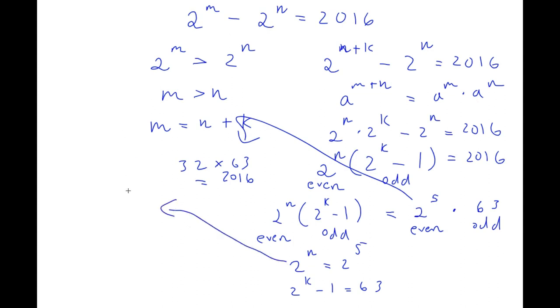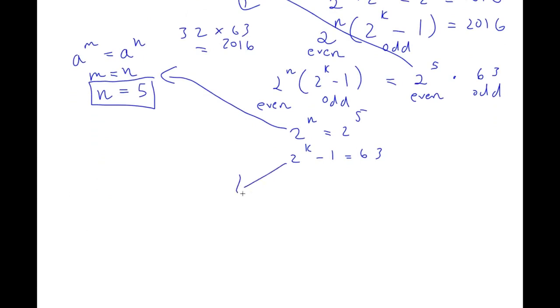So for 2 to the power of n is equal to 2 to the power of 5, if we have something in the form a to the power of m is equal to a to the power of n, then this means that m is equal to n. So for 2 to the power of n is equal to 2 to the power of 5, n is equal to 5. So our value for n is 5.